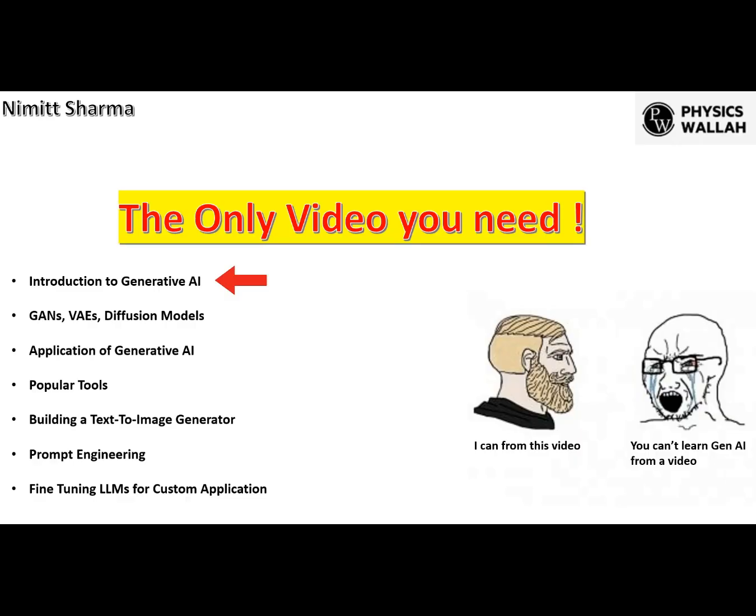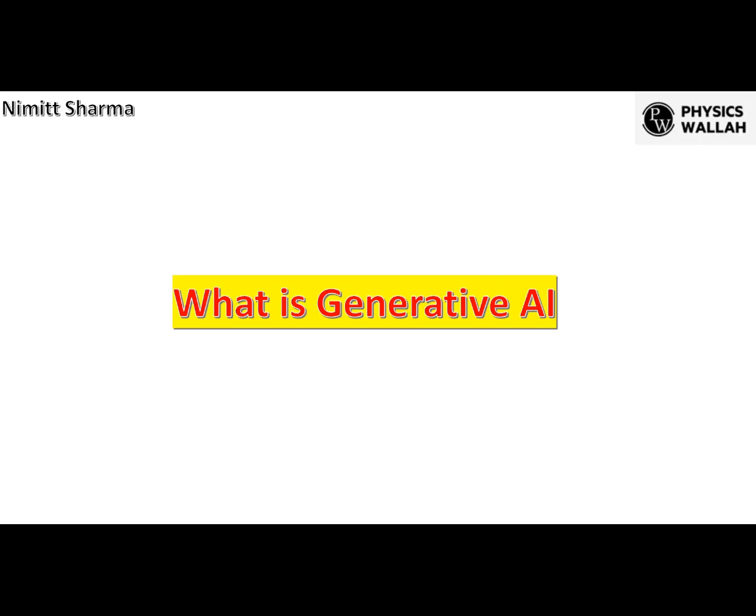First, we'll be covering an introduction to generative AI, moving on to its types: GANs, VAEs, diffusion models. Then applications of Gen AI in real life, and popular tools that are around us and that you can use right now. And finally, how to build your own text-to-image generative AI model, how to give it better instructions, aka prompt engineering, and how to fine-tune existing AI models for your custom needs. So let's get started.